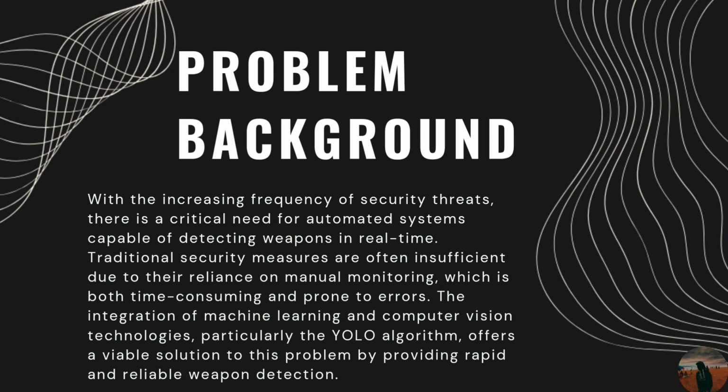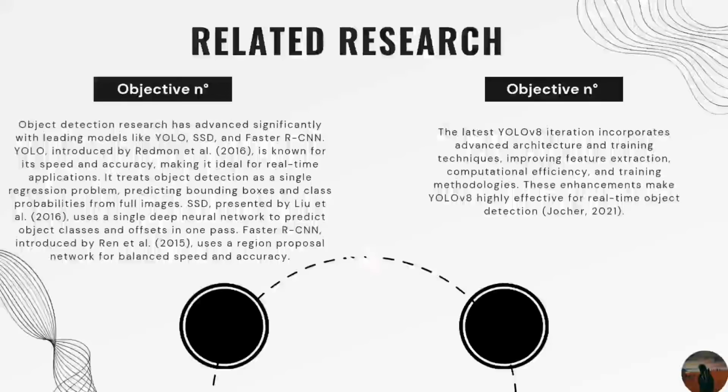With the increasing frequency of security threats, there is a critical need for automated systems that are capable of detecting weapons in real time. Traditional security measures are now often insufficient due to their reliance on manual monitoring, which is both time-consuming and prone to errors as well. The integration of machine learning and computer vision technologies, particularly the YOLO algorithm, offers a viable solution to this problem by providing rapid and reliable weapon detection.